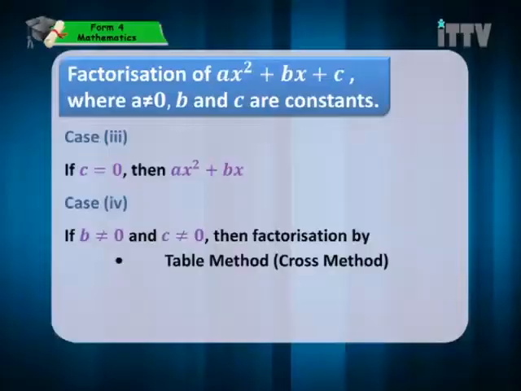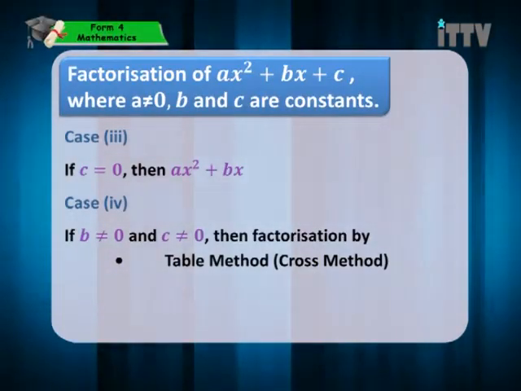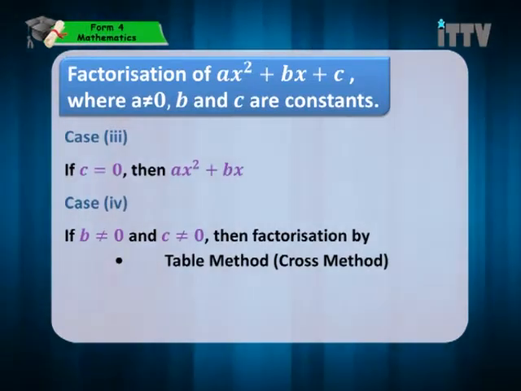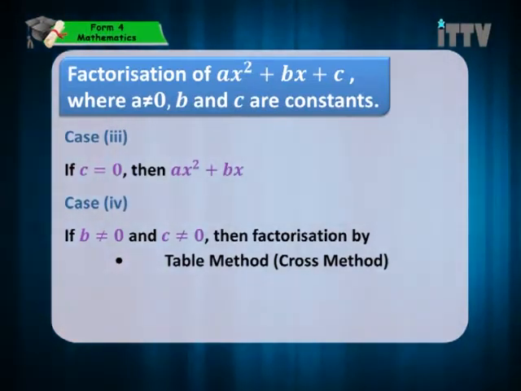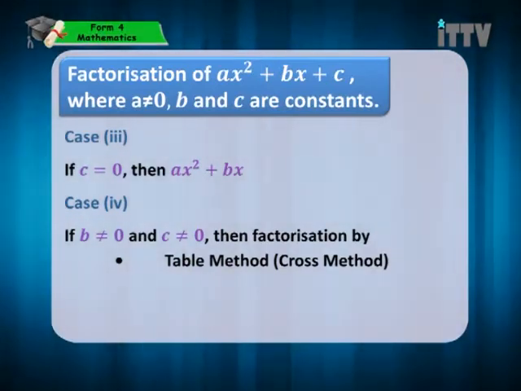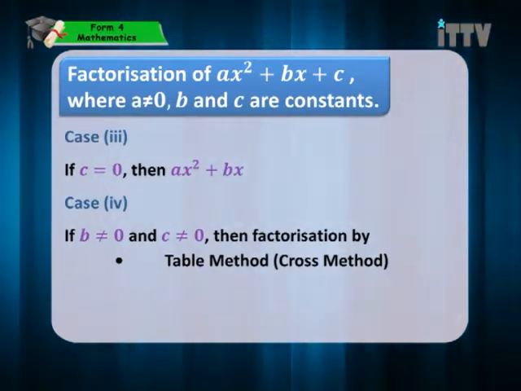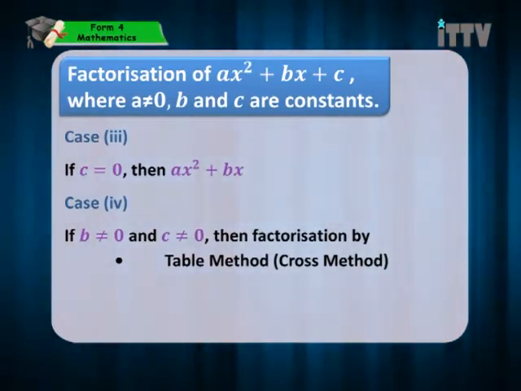All right, then, don't forget, for these three cases that we have learned to factorize previously, factorization of case four. If b is not zero and c is not zero, then the factorization is by the table method or cross method. All right, students, in today's lesson, we will specifically learn how to factorize a quadratic expression where the whole quadratic expression is full, ax squared plus bx plus c, where b and c are non-zero.